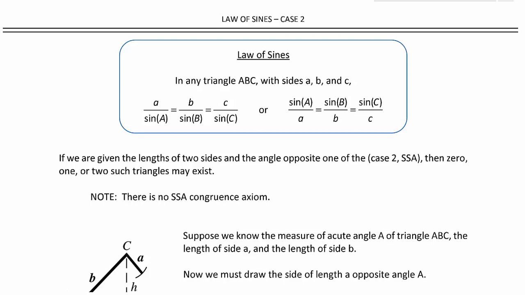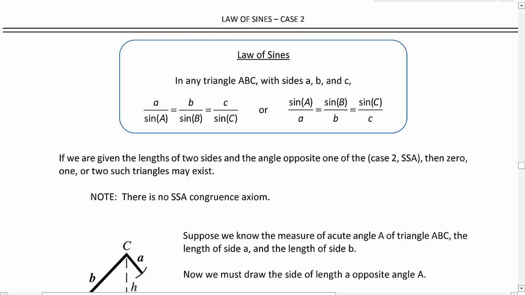In this video, we'll be using the law of sines to solve our case 2 type oblique triangles. That case 2 type triangle is when we're given the lengths of two sides and the angle opposite one of the sides. It's not the angle in between the two sides. When we're given this side-side-angle situation, it's possible for 0, 1, or 2 triangles to exist.